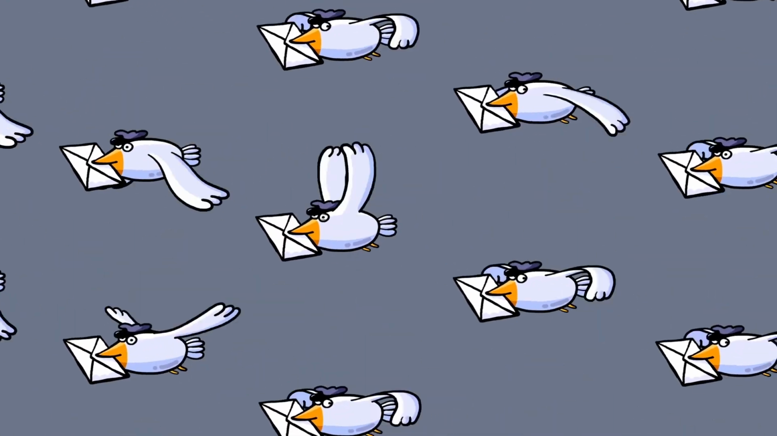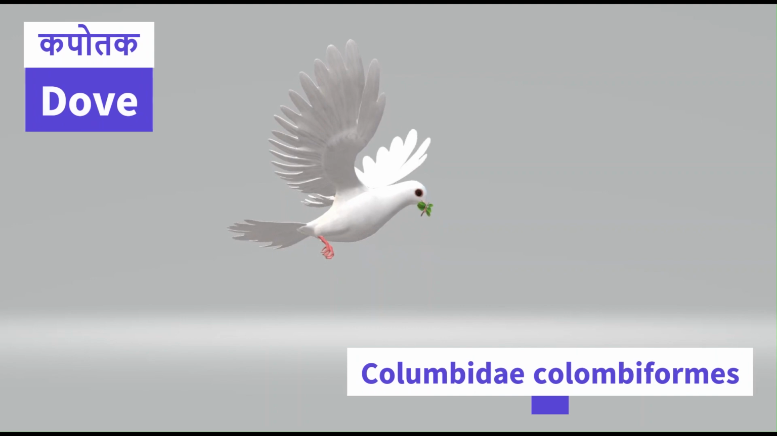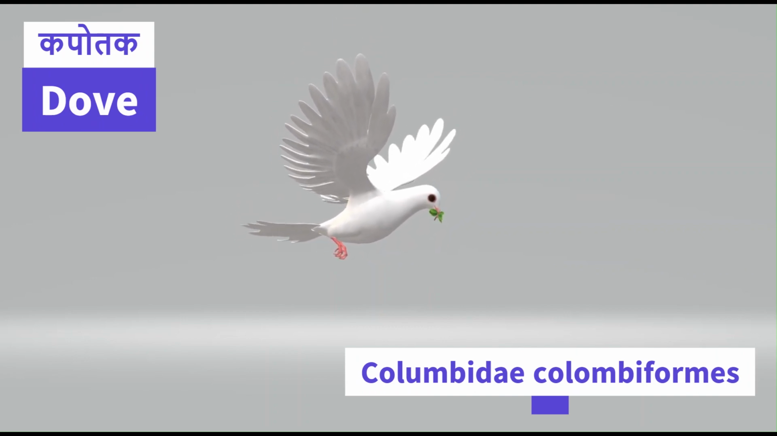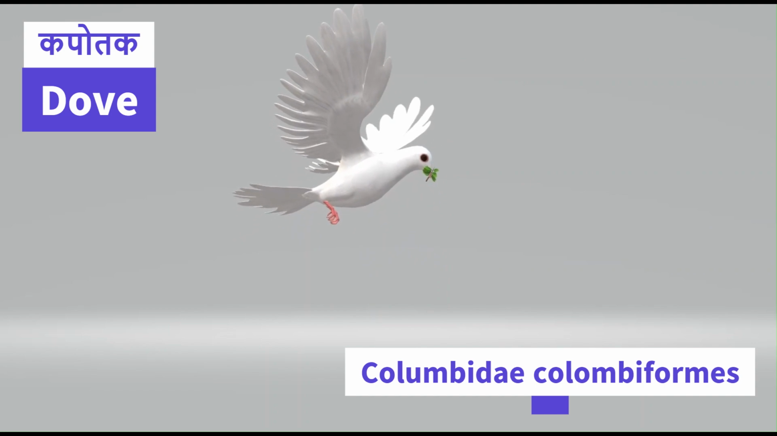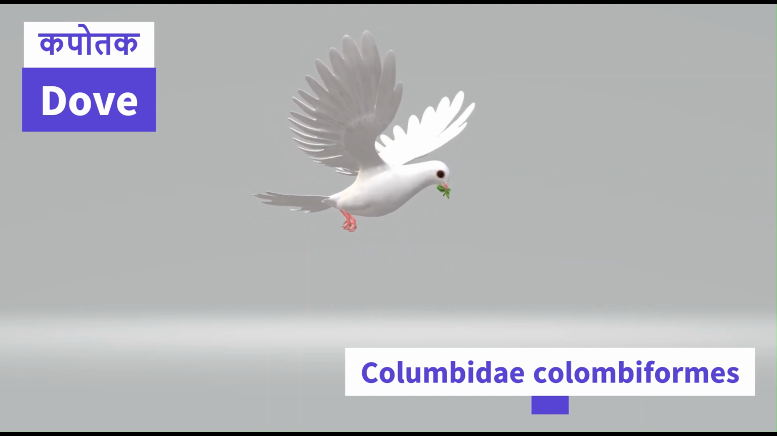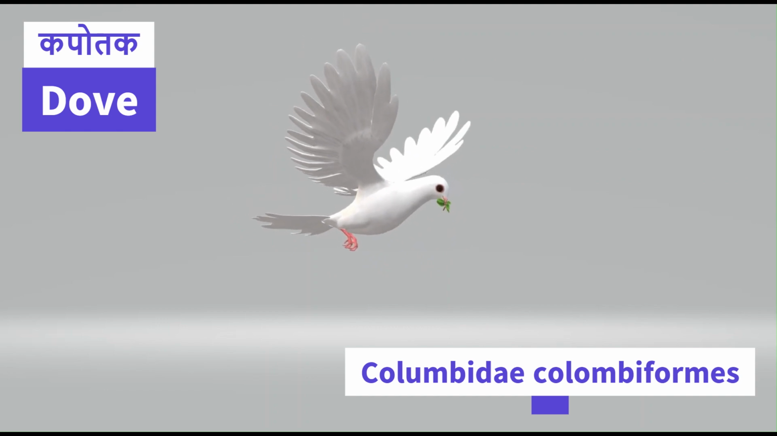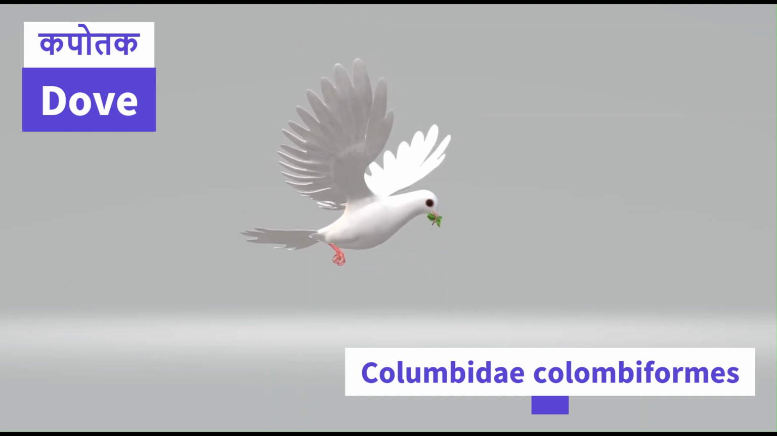The first bird of this video is the symbol of peace, that is, a dove. It is known as kapotak in Hindi. The scientific name of dove is Columbidae, columbiformes. Let's move on to the next bird.